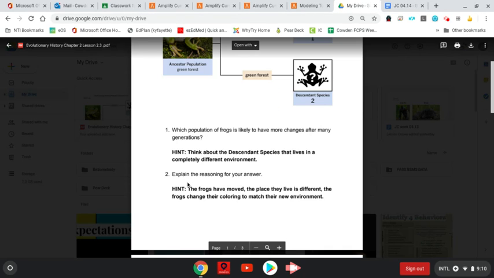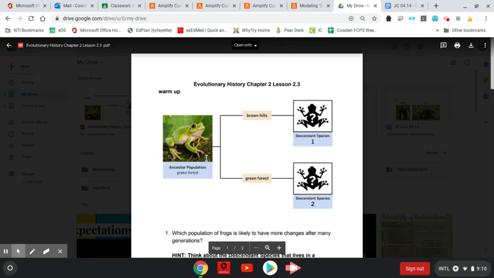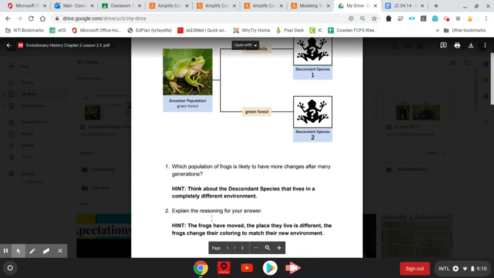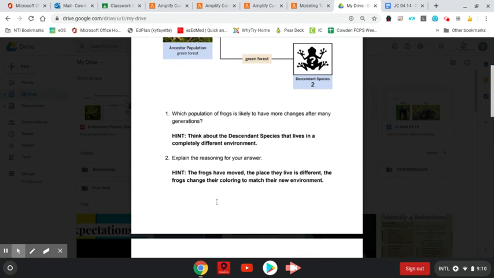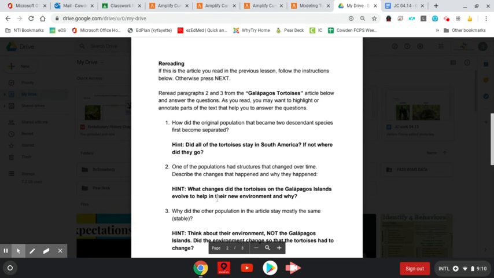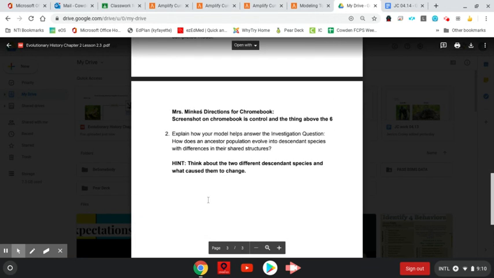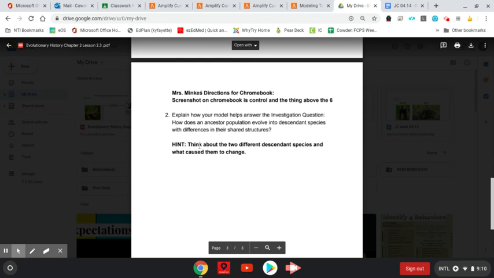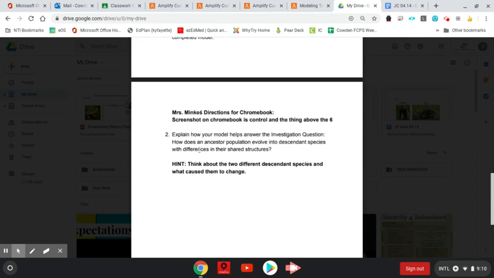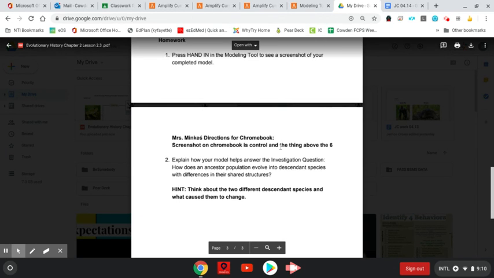I have attached a PDF of the different things with some hints to help you answer the questions. I have also included her steps for doing a screenshot for Chromebooks.